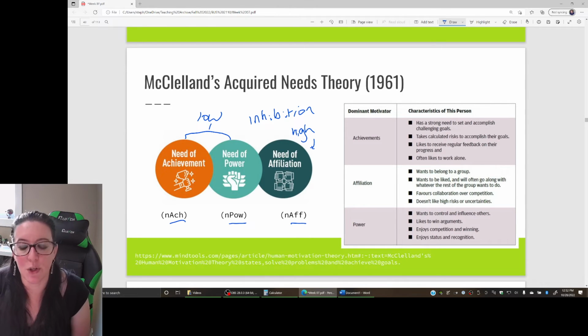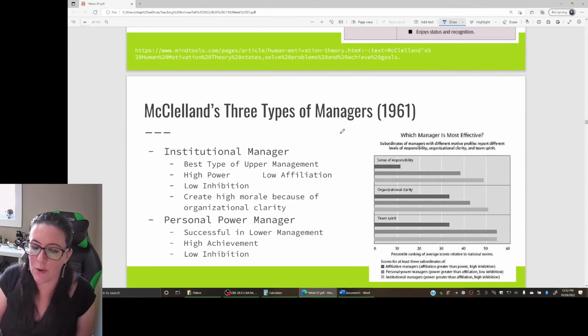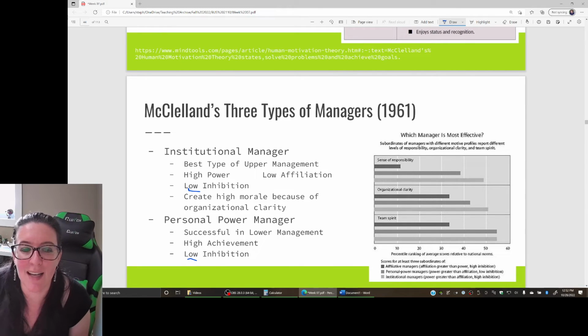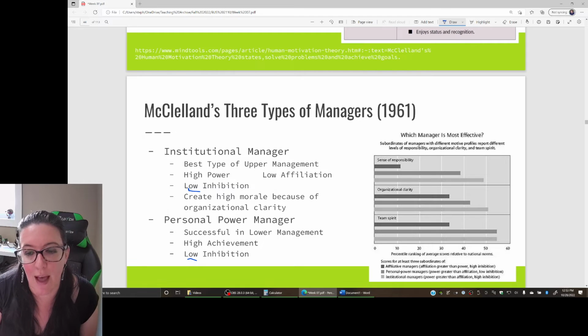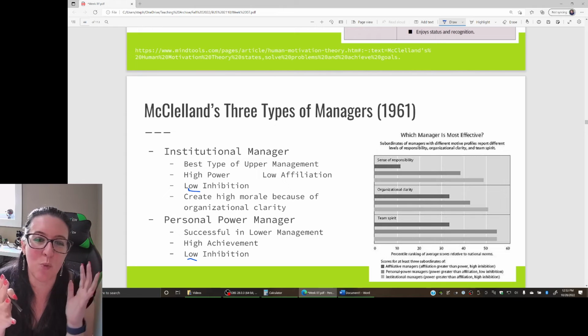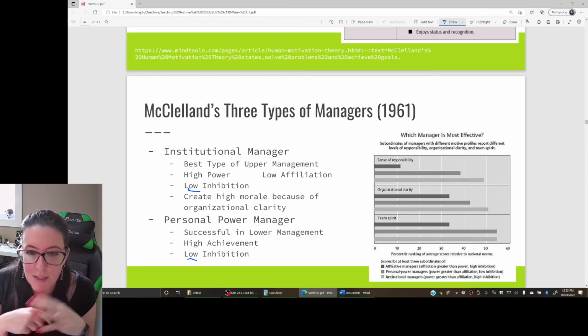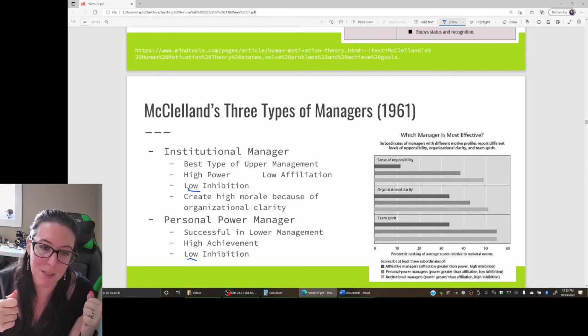So what makes a good manager? Well, according to McClelland, what makes a good manager are those who have lower inhibition. That is, your primary is not need for affiliation. He says that managers who really just want to be liked tend to not have clear procedures because they don't want to be the bad guy. They don't want to be the one who says no. They aren't clear in terms of what's expected of people, what people should do, what the rules are. And so it can be unclear in terms of performance expectations.